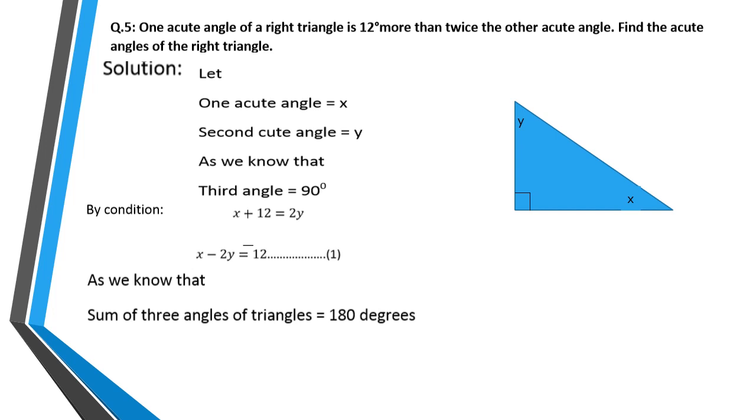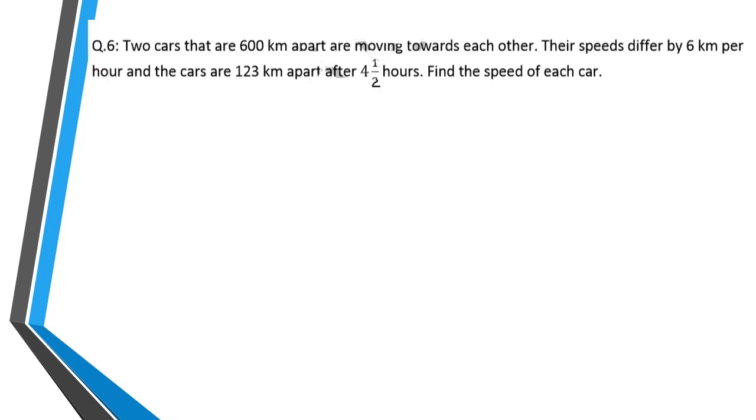As we know, the sum of three angles of a triangle is equal to 180 degrees. So for the right triangle, x plus y plus 90 is equal to 180 degrees. Now shift 90 to the right hand side. The equation becomes x plus y is equal to 180 minus 90, which is 90 degrees. This is equation number 2. Now do it yourself.